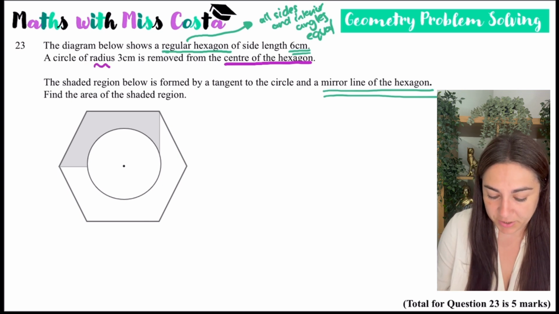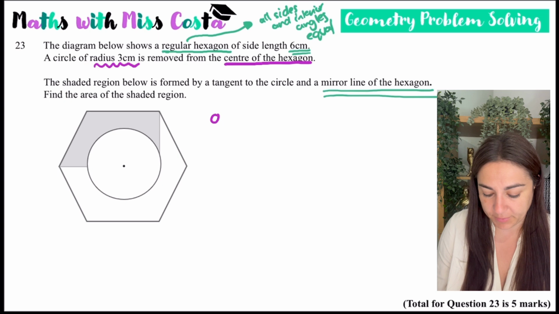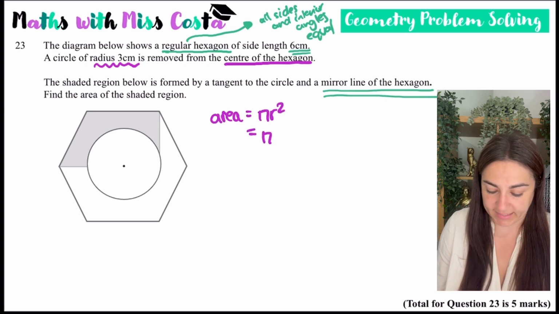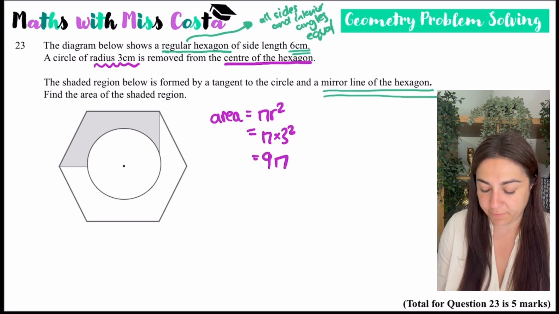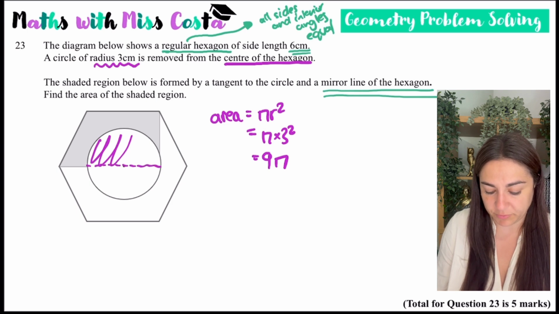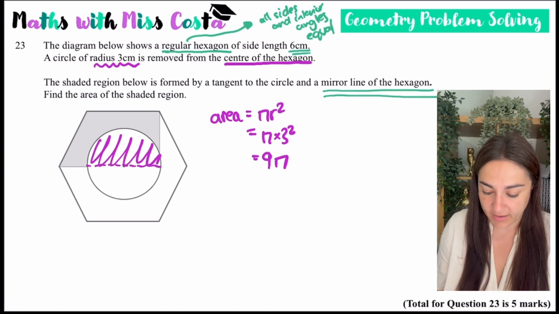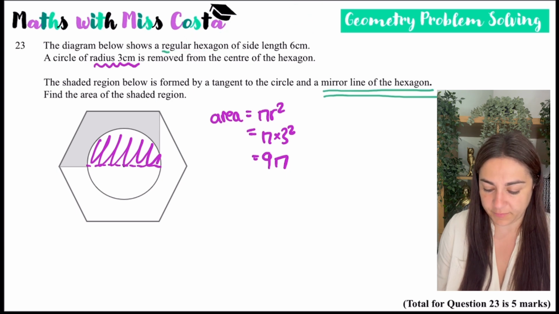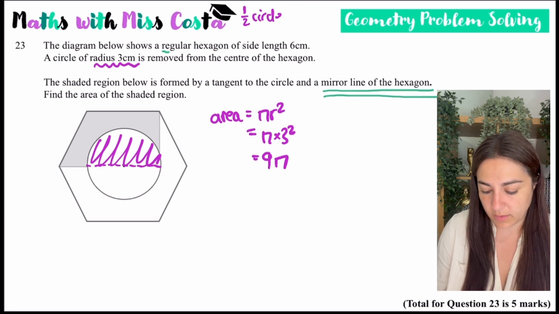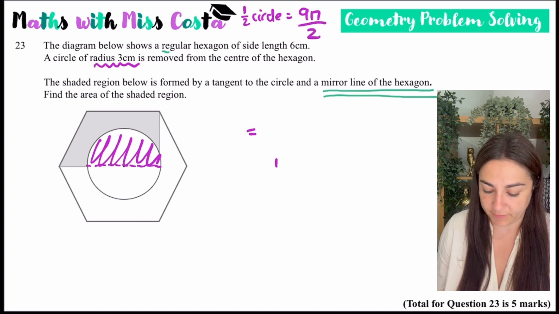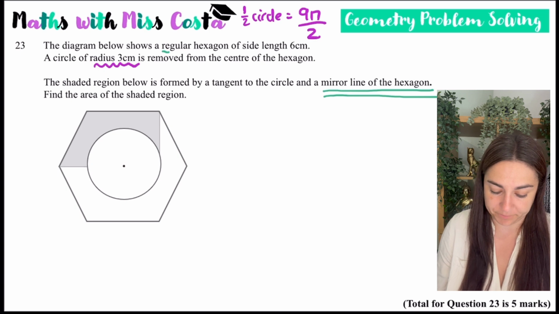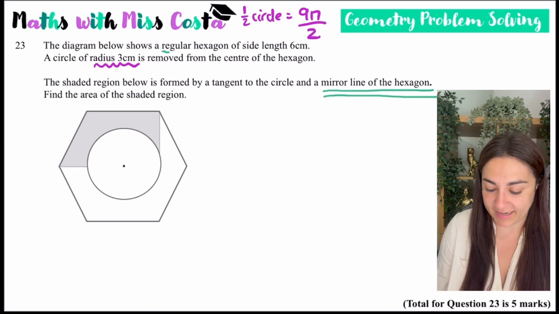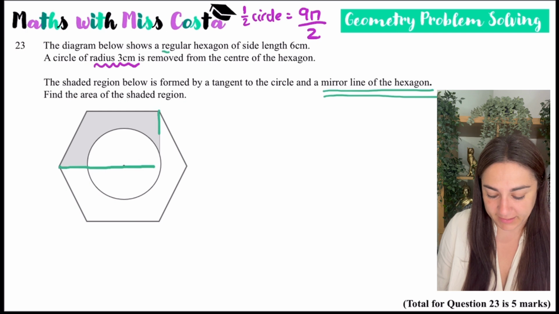of the circle. I know that the circle has a radius of 3 centimeters. So I'm going to say area of a circle is pi r squared. The radius is 3, so that would be pi times 3 squared, which is 9 pi. So the area of the full circle is 9 pi, but I know I'm going to be subtracting half a circle from my shaded area. Therefore, the area of half the circle is going to be 9 pi over 2, and this is going to come in handy once I figure out what the area of the shaded part is. So I'm saving that for later, and now I just want to focus over here.